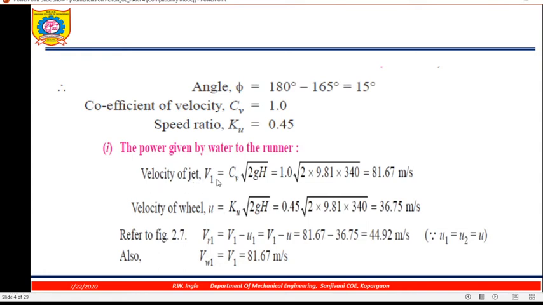First of all, the velocity of jet. We have discussed in the design aspect of Pelton turbine, V1 is Cv under root 2gH. So by putting the values, you are getting 81.67 meter per second. Then velocity of wheel U equal to Ku under root 2gH. There are two ways to calculate velocity of wheel. One is U equal to pi DN by 60, and another one is U equal to Ku under root 2gH. So it is 36.75 meter per second.